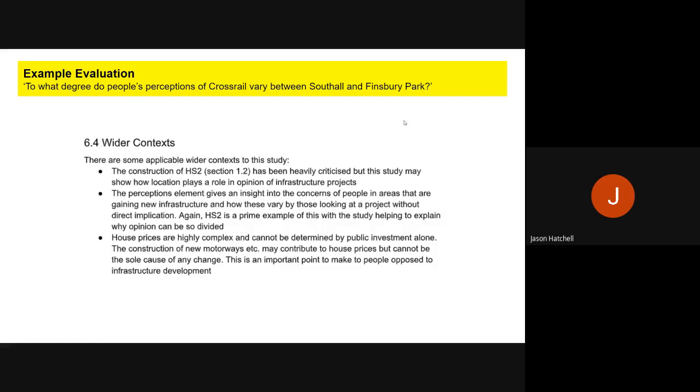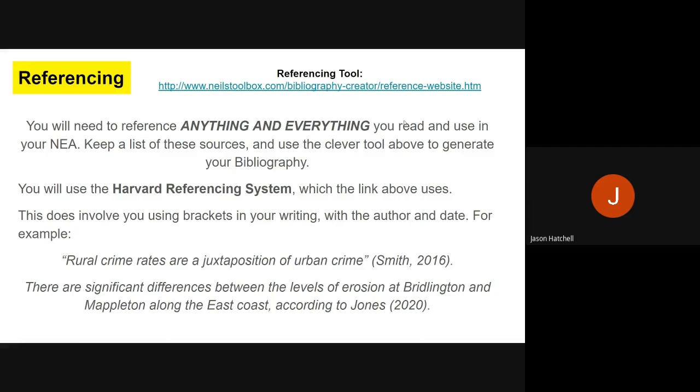Key things to remember: make sure you are critically evaluating, you are questioning the data, you're questioning your methods, you're questioning the location, the time, the frequency, and so on. And finally, remember, for each section, you should be collecting your referencing and collating it together wherever you reference anything you have read or used from somebody else. Keep your reference list together, as that will all become one bibliography from all sections of your NEA when you have completed your evaluation.